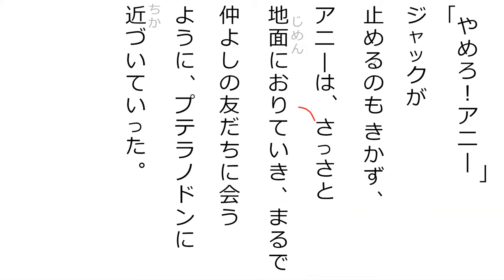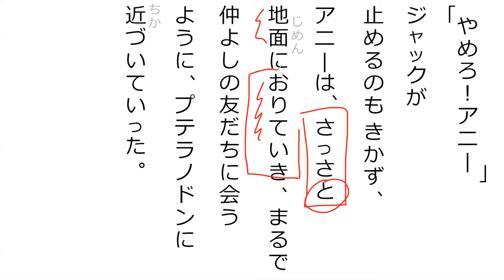Okay. Do you know what sasatto means? It's a sound effect. There's a to at the end. Sasatto. What do you think this is modifying? Jimen or oriru? Sasatto. So it should modify the oriru. Yes, we're modifying the oriru. So sasa basically means like promptly. Sasatto. So rather than using to, like up here, right when she doesn't listen, she goes down.